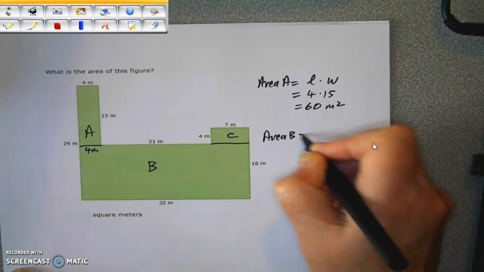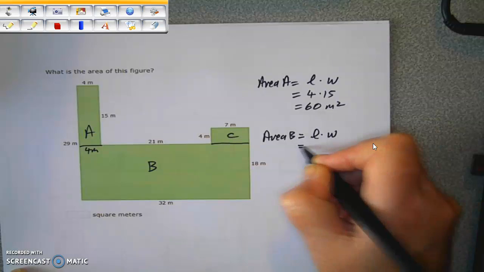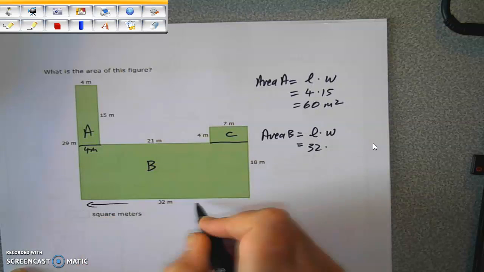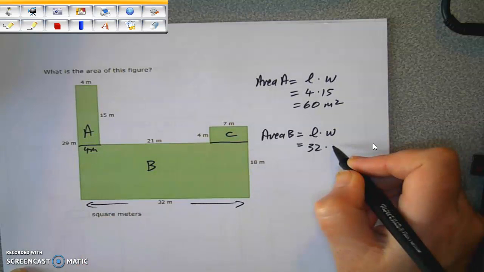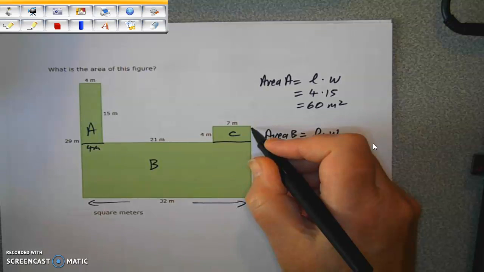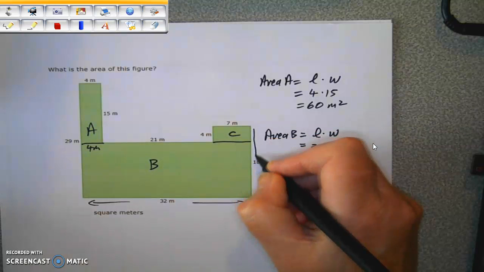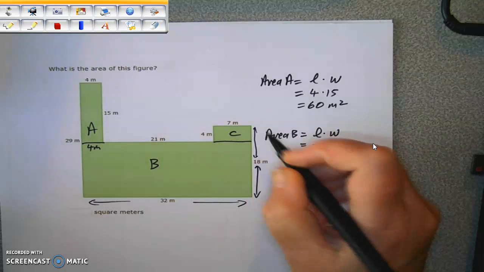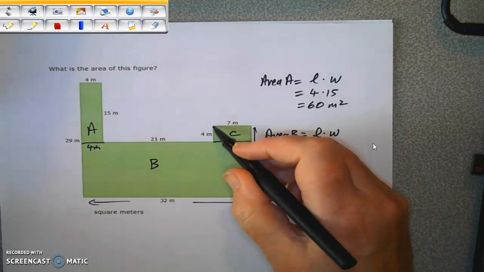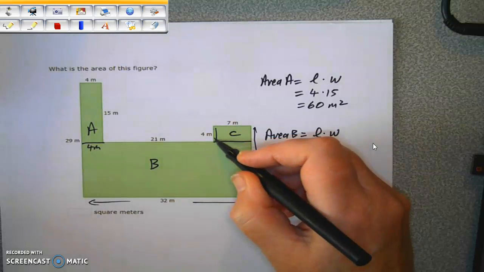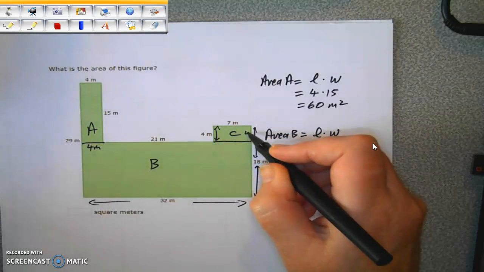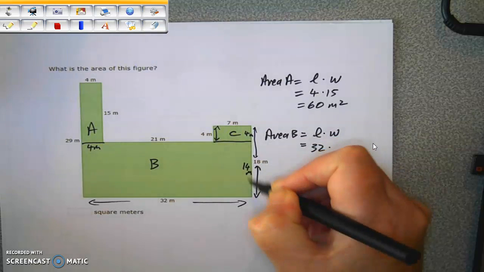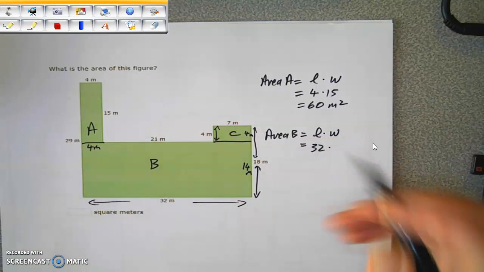Area of B, length times width, which is 32 is the length across here. And 18? No, the 18 goes all the way up the side. So be careful here because the 18 goes all the way up, including C. Now, if C is 4, that's how tall C is. So this part there is 4. That means this part is 14, because the 4 plus the 14 makes the 18.